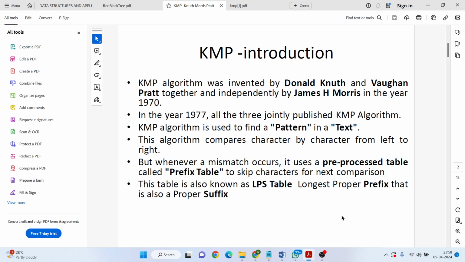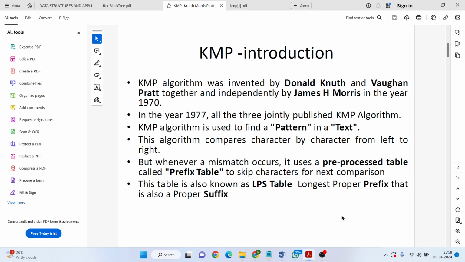Dear students, in this presentation, we'll solve one problem on KMP. KMP stands for Knuth, Pratt, and Morris. These are the three great mathematicians who developed this algorithm mainly for pattern matching.